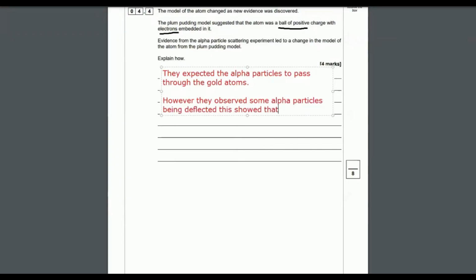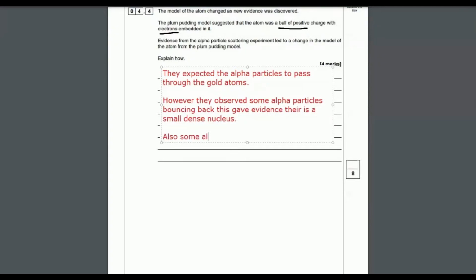However, what they observed is that some of the alpha particles deflected and curved off on different paths. And some of the alpha particles bent straight back. They literally bounced and came directly straight back. The guy who did this, Rutherford, said it was like firing a cannonball at a piece of tissue paper and the cannonball bouncing back. That's how shocked he was.